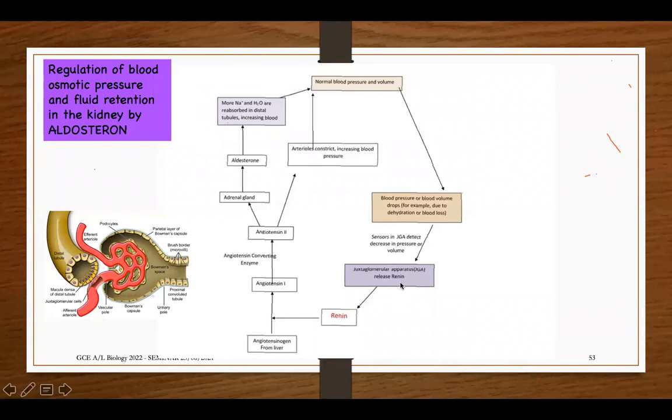You know renin. If you have done the digestive system, you might have heard of renin. It's an enzyme. And angiotensinogen is a proteinous hormone that is produced in the liver. Angiotensinogen will be converted to angiotensin 1.